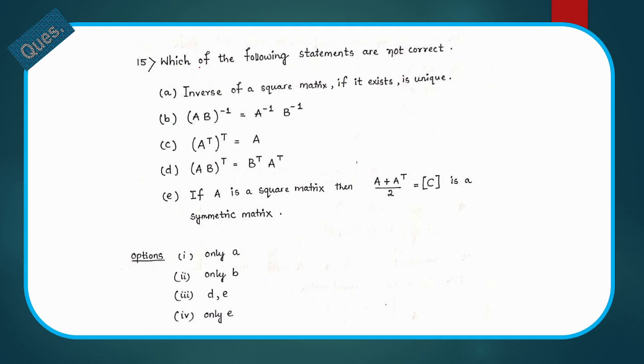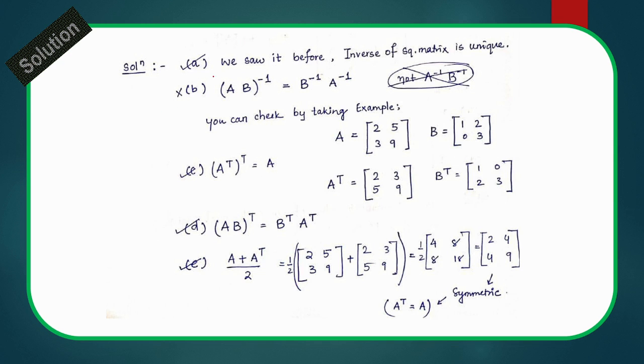So let's see what is the next question. Which of the following statements are not correct? These are the statements given, and we have to find which is not correct. The first statement is saying the inverse of a square matrix, if it exists, is unique. It seems correct, as we have seen earlier. Inverse of a matrix is always unique, so it is correct. And these are the statements, and options are these. So let's see the solution. We saw before that inverse of a square matrix is unique, so this statement is right.